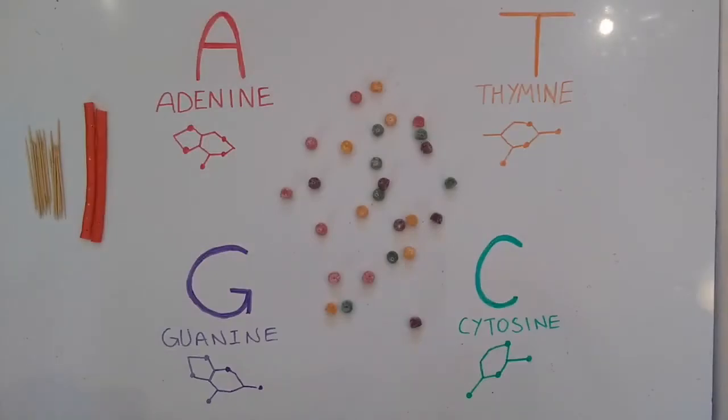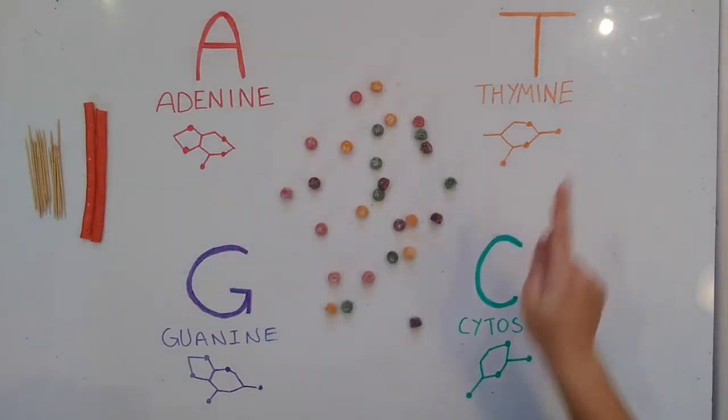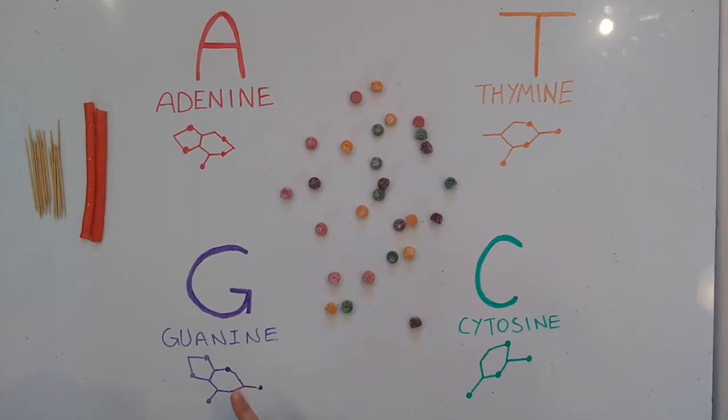DNA is made up of an alphabet of 4 letters. A for adenine, T for thymine, G for guanine, and C for cytosine.